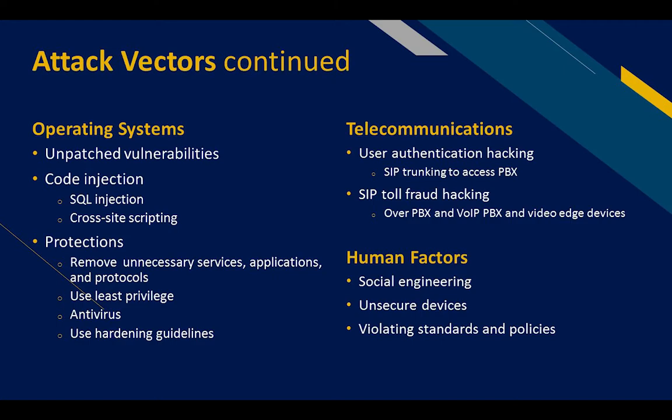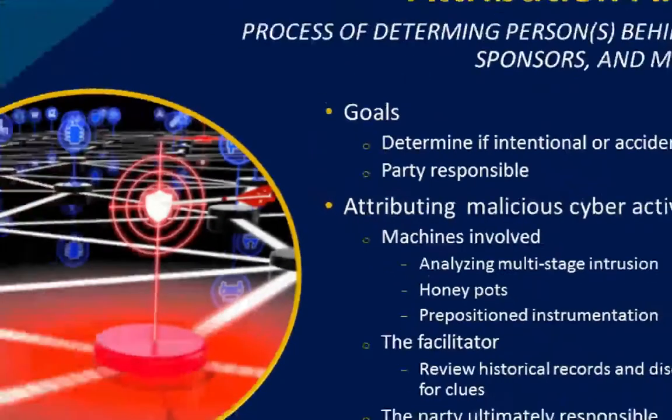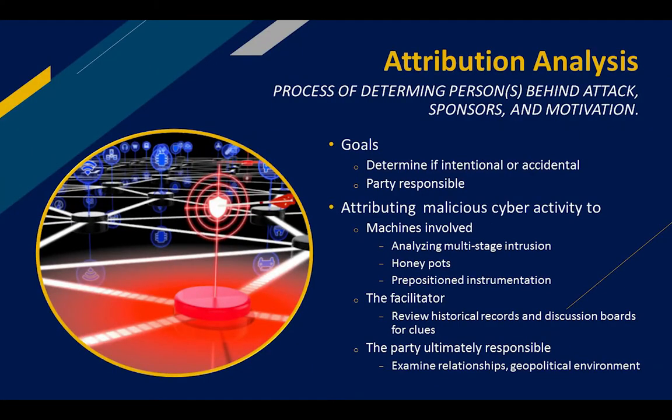Telecommunications can be attacked as well through user authentication or SIP toll fraud hacking. Human factors also play a big part in cyber intrusions, as they are one of the biggest threats to cybersecurity. Using social engineering techniques, hackers are able to gather information not only regarding their own accounts, but information regarding the network. They are also easily lured into opening emails with malware and willingly accept applications and devices that spread malicious coding. They also leave their devices unsecure a lot of the time and violate network standards and policies, sometimes without even knowing it. Now let's move on to the attribution analysis.